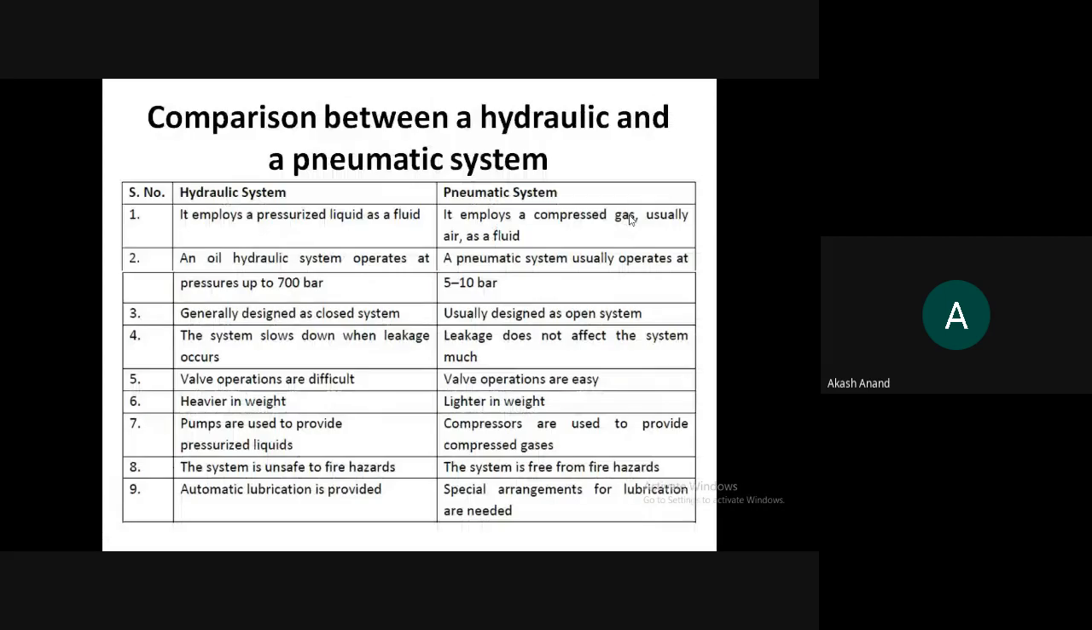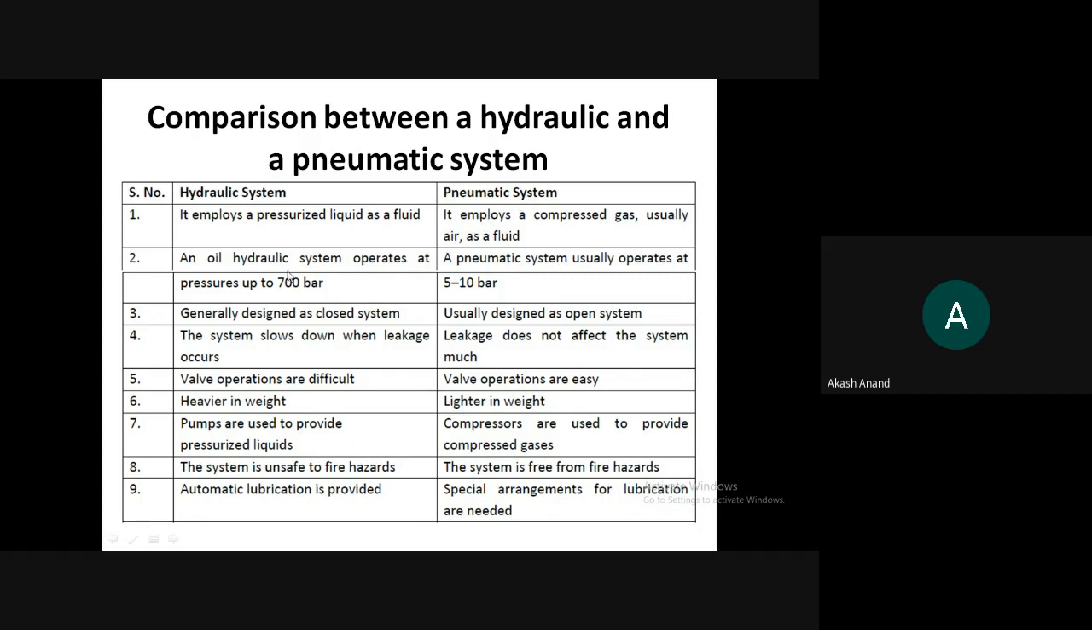Now we can compare a hydraulic system and a pneumatic system. For getting a clear idea, we have to compare these two things. The first comparison is based on the working substance. A hydraulic system employs a pressurized liquid as the working fluid. In the case of a pneumatic system, it is a compressed gas. Usually, we take air as the working substance.